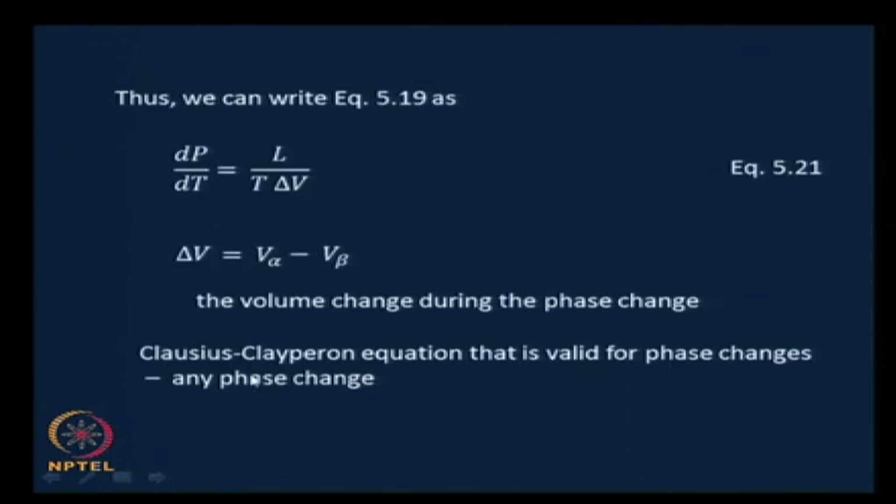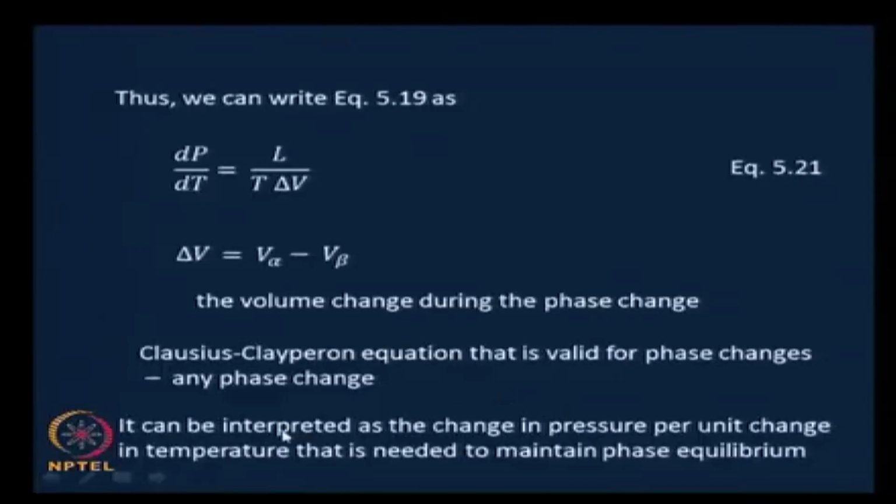And then, as mentioned earlier, the Clausius-Clapeyron equation is valid for any phase change, not necessarily liquid-vapor. It is also valid for liquid-vapor phase change, and it can be interpreted as the change in pressure per unit change in temperature that is needed to maintain phase equilibrium.